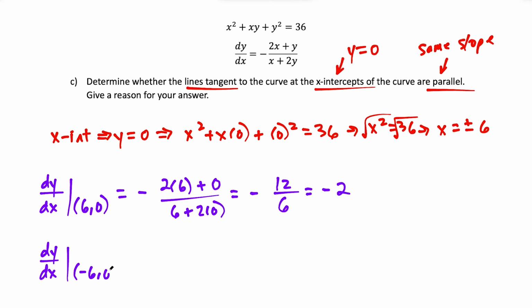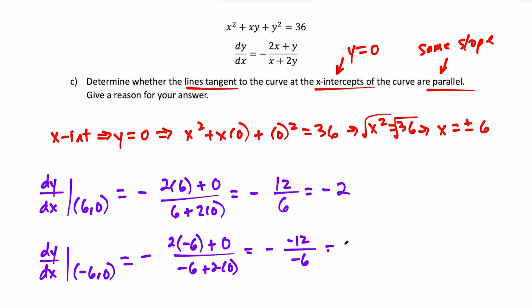And now for the derivative at the second x-intercept, we're going to have dy/dx at (-6, 0). When we plug in here, we have the minus in front, and then we have 2 times x, and x is negative 6, and then we have plus y over, and then we have x is negative 6 plus 2 times y, and y is equal to 0. And this one simplifies too. We have minus, and then on top we have minus 12 over negative 6. And now we have a negative over negative going positive, but we have a minus in front. So this is going to make minus 2. And notice that we have matching slopes.